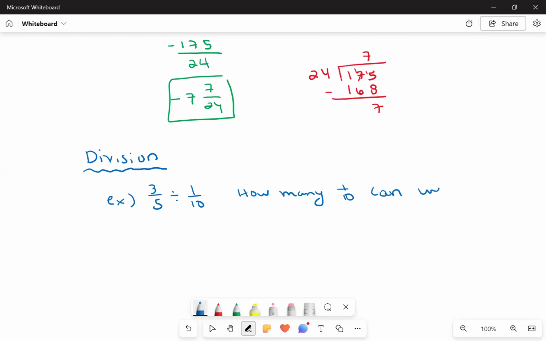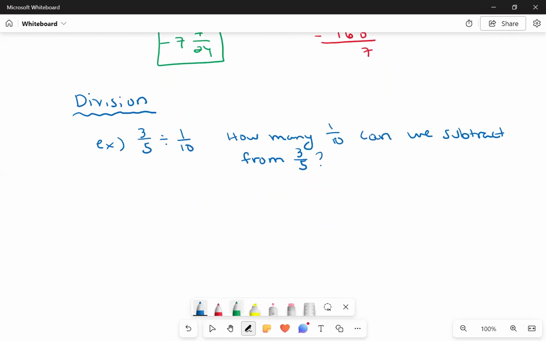Can we subtract 1/10 from 3/5? That's a weird 1/10. There we go. Okay, so let's draw it out. Let's go ahead and start with 3/5. For 3/5, there we go, and we're going to shade 3 of them.